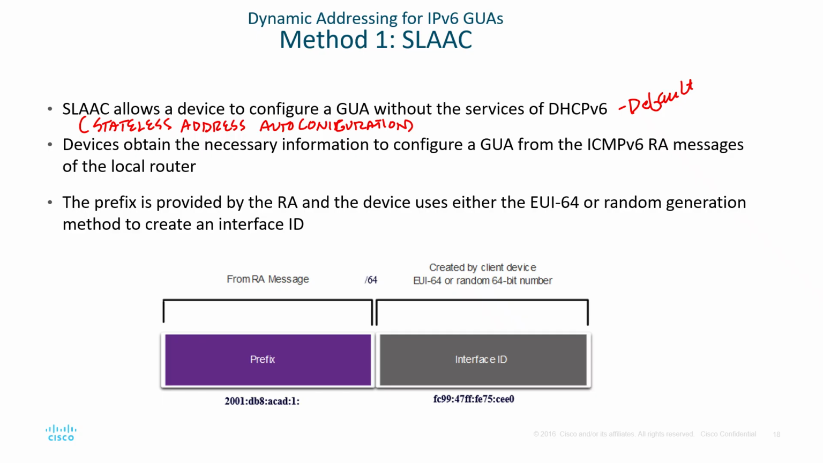After that, devices will obtain the necessary information to configure a GUA from the ICMPv6 RA messages of the local router. The prefix is provided by the RA, and the device uses either EUI-64 or the random generation method to create its own interface ID. So the first part of your address is created from the RA message. The second part of the address is either using a process which is called EUI-64 or a random 64-bit number.